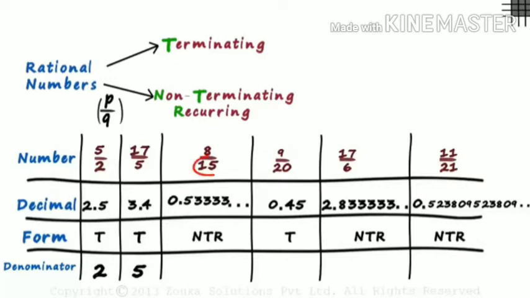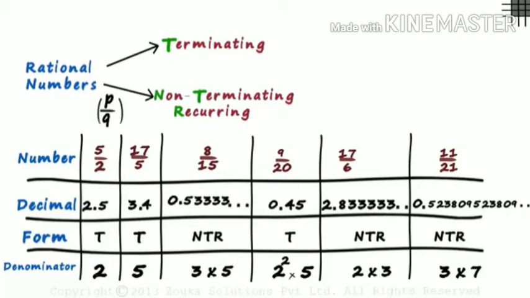The denominator of the third number is 15. In terms of its prime factors, it can be written as 3 times 5. What about 20? It can be written as 2 squared multiplied by 5. 6 can be written as 2 times 3. And 21 can be written as 3 times 7. That's all we had to do. Reduce the denominators to their prime factors.